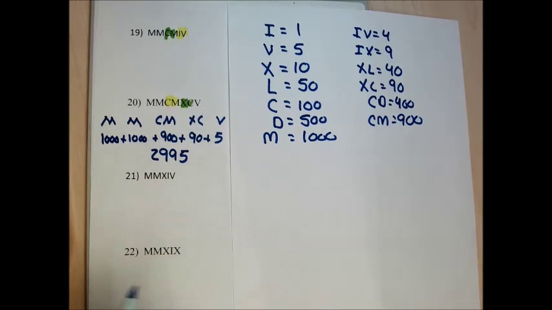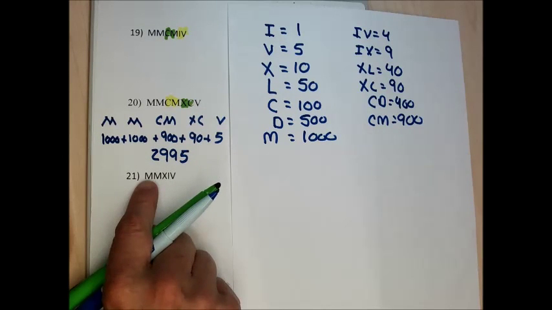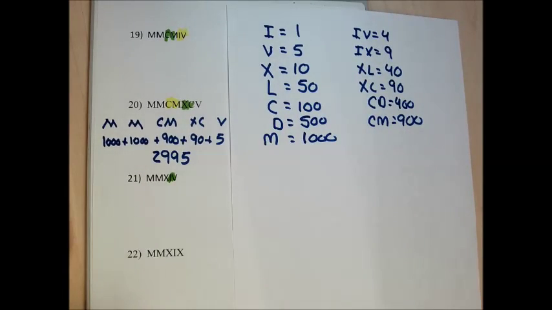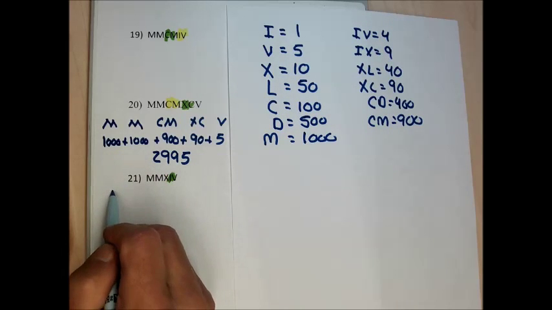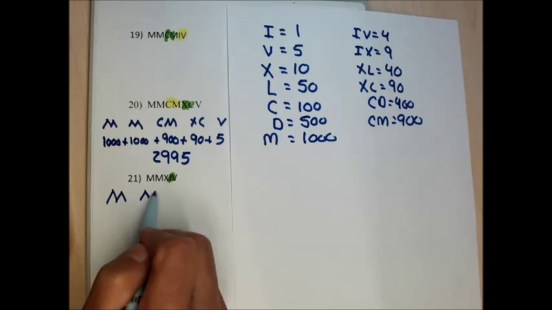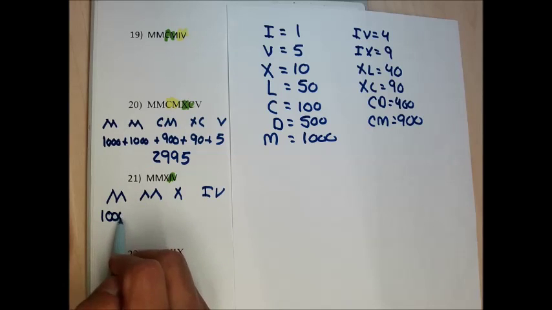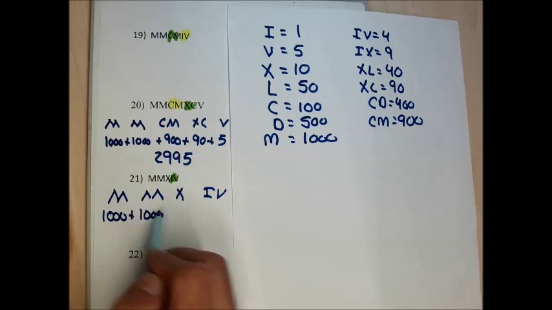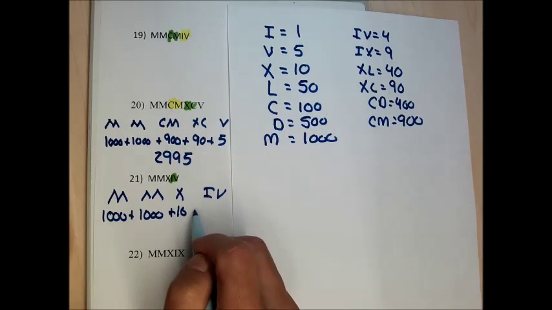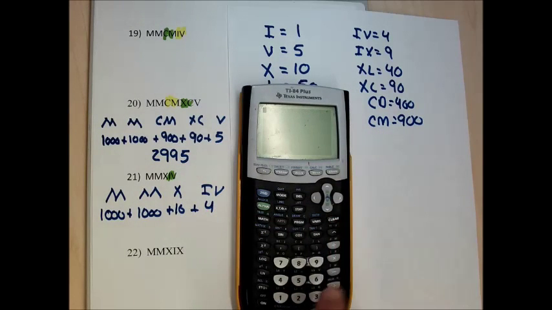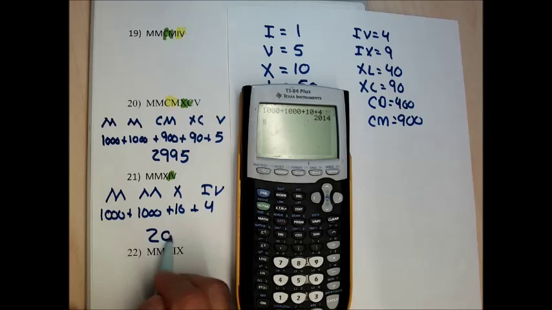Let me do 21 with you. For 21, MMX, not a deal. This IV is the top part of that column, and it's the only thing from that column in problem 21. So I'm going to go M, M, X, and IV. Each of the M's is equal to 1,000. The X is equal to 10, and the IV is equal to 4. Let me just do those real quickly in case you can't. So 1,000 plus 1,000 plus 10 plus 4. I get 2,014 for number 21.